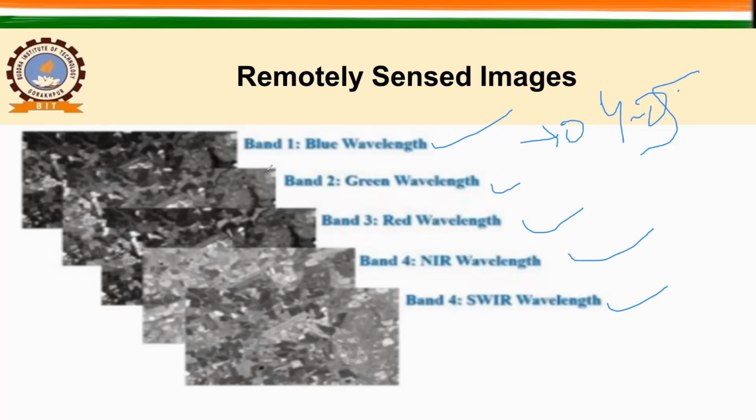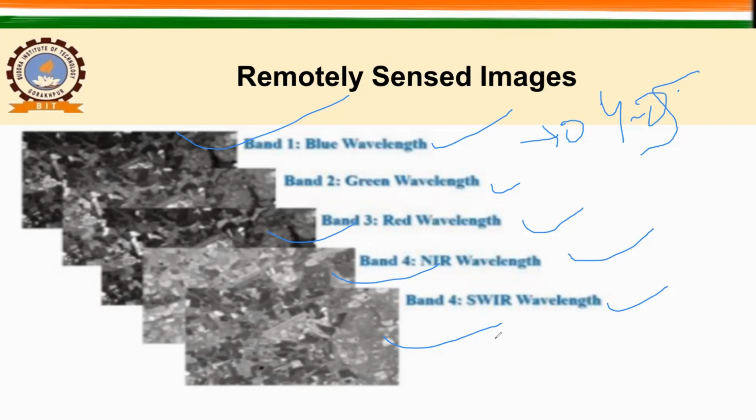The information in the blue wavelength is different from the red wavelength, different from NIR, and different from SWIR. Why is it so? Because all the materials which are available on the surface, whether it is Earth or any other planet, have different sensitivity or different interaction process with the light, and that depends on their chemical composition. So it is important to study these objects in different wavelengths and identify their composition.